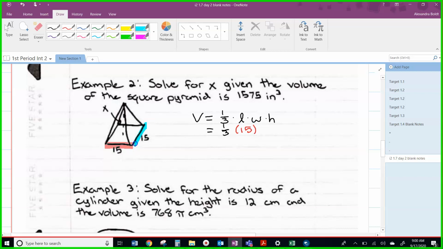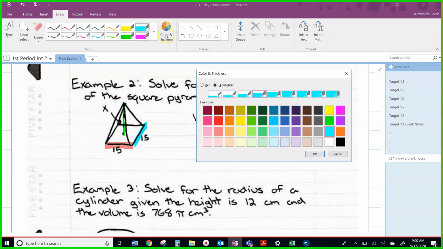I know the width. I don't know the height, right? My height is just this x. This isn't enough, though, to solve for x, but there is one other piece of information I know.